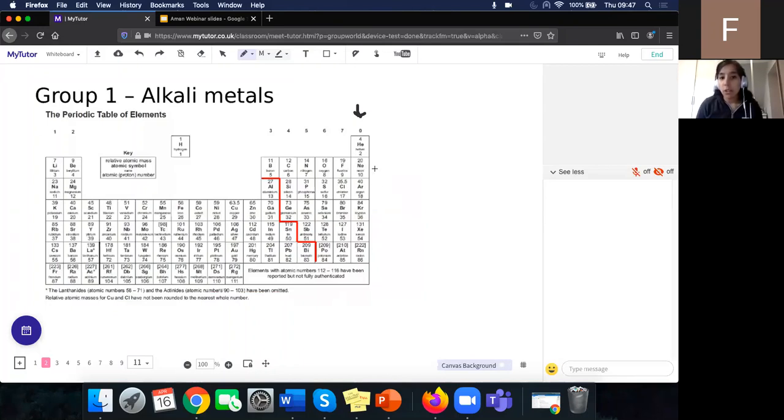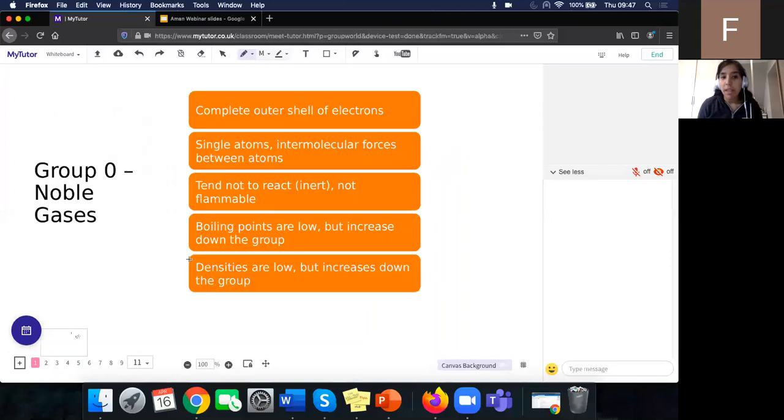And I drew the electron configuration of neon yesterday. It has an atomic number of 10, and therefore it has 2 electrons in the first shell and 8 in the second shell, which means it has a complete outer shell of electrons, and that gives it its property of being unreactive. So remember, reactions happen because electrons are either shared, gained, or lost. In the case of noble gases, they don't want to share or gain or lose any electrons because they've got a full outer shell of electrons. So that's why they are inert or non-reactive.